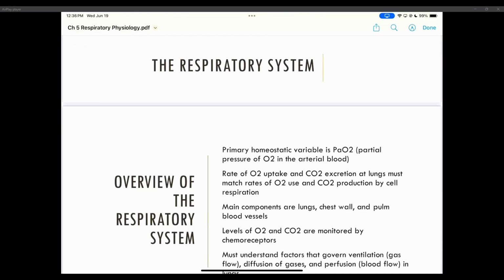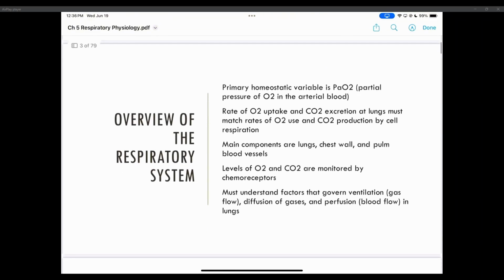Okay, so first things first, what is the main thing we are worried about when it comes to the respiratory system? The primary homeostatic variable is our O2. Are we getting enough oxygen in the system? That's the role of the lungs. We can exhale CO2, but the main job is keeping that PaO2 stable.